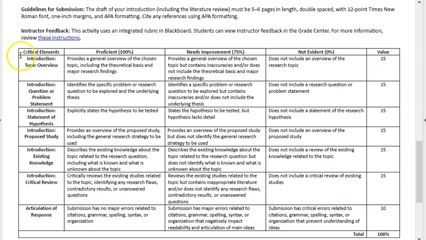My suggestion is to print this rubric out, have it handy as you develop each component of your draft of the introduction. If you have any questions, be sure to reach out to your instructor.